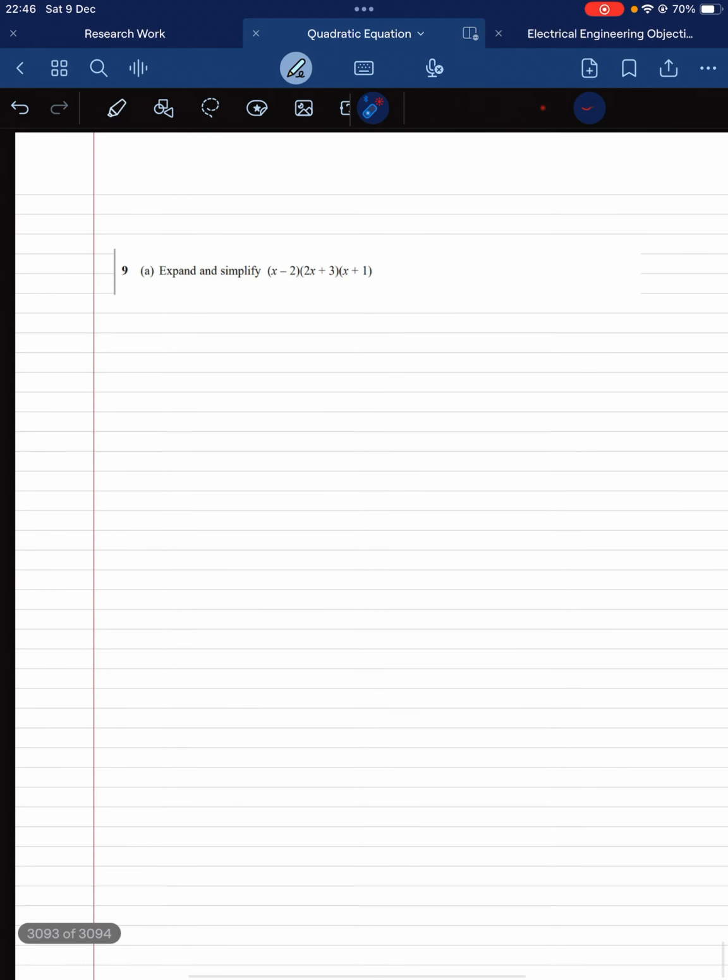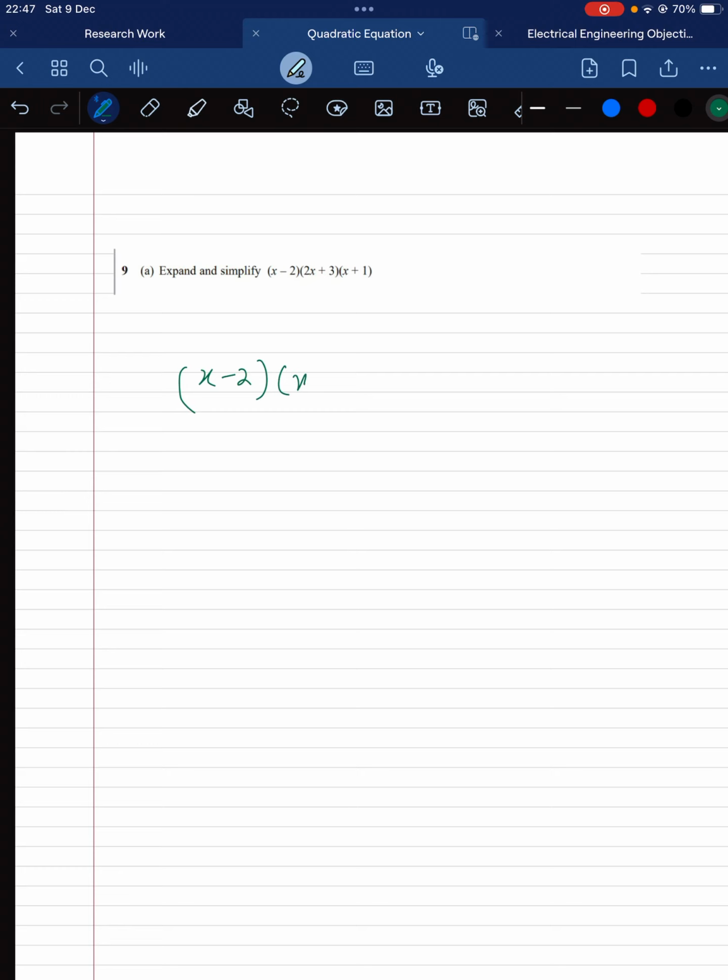In this equation, what you need to do, you just need to multiply them. We have x minus 2 and x, 2x plus 3 and x plus 1. So what you can do, first you can multiply these two quantities.